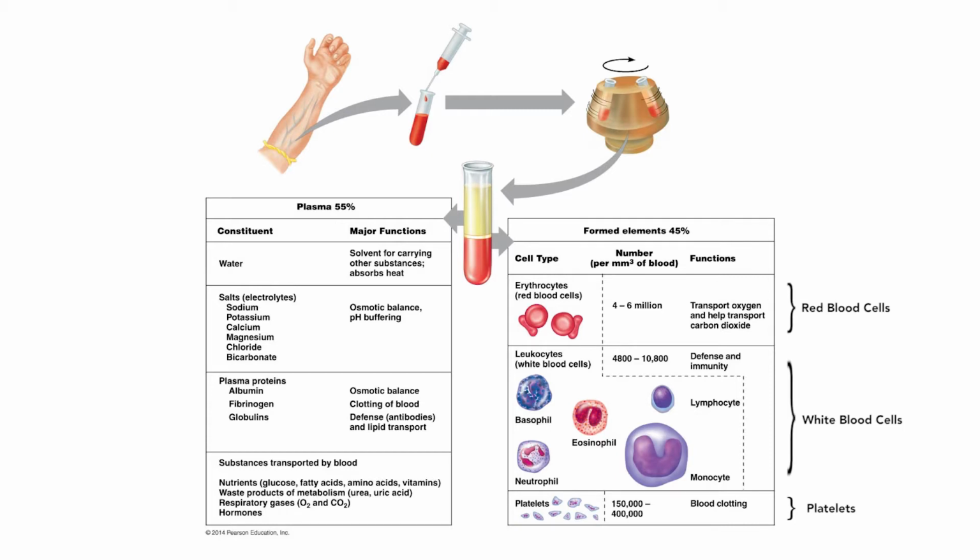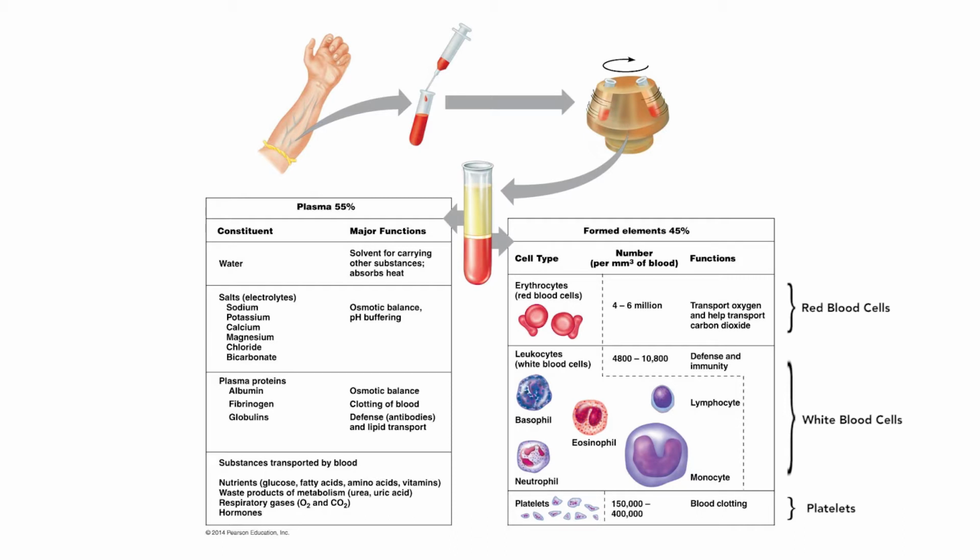In the plasma, most of it will be water, and then there'll be lots of electrolytic salts, as you see there, and you'll have a lot of plasma proteins, albumin being a very important one. They help to maintain osmotic balance in the body.